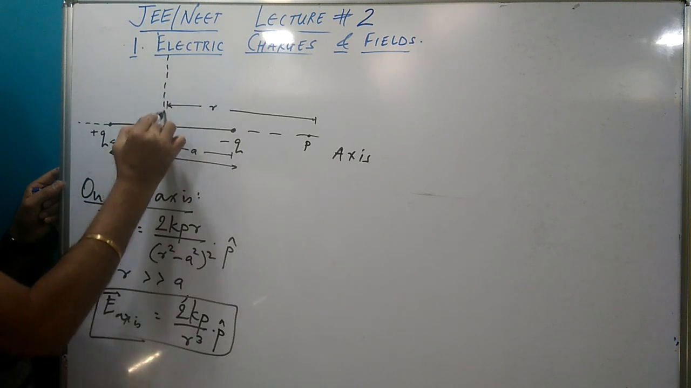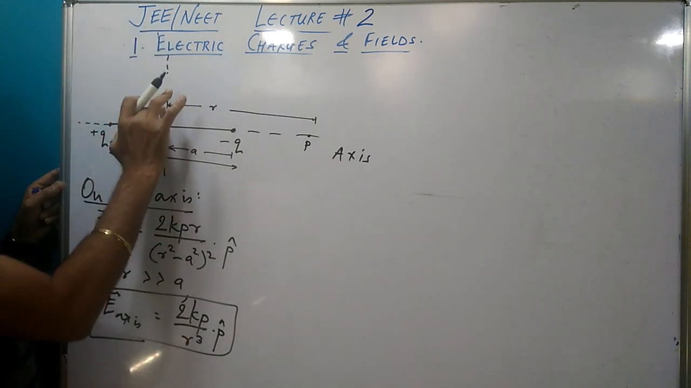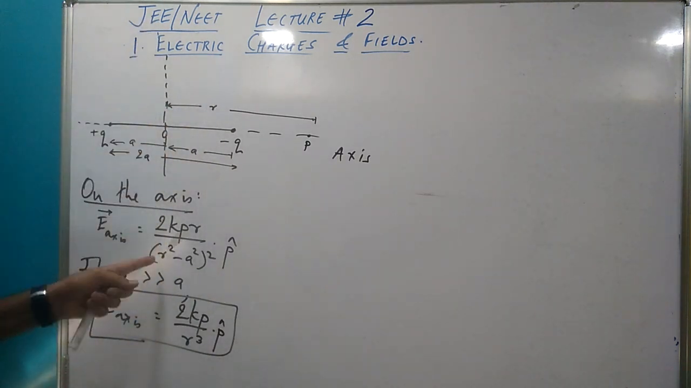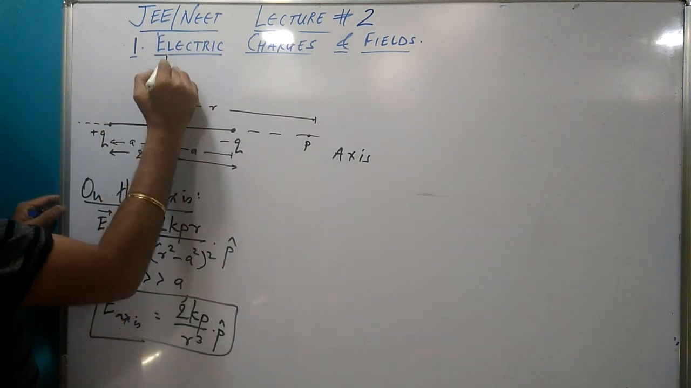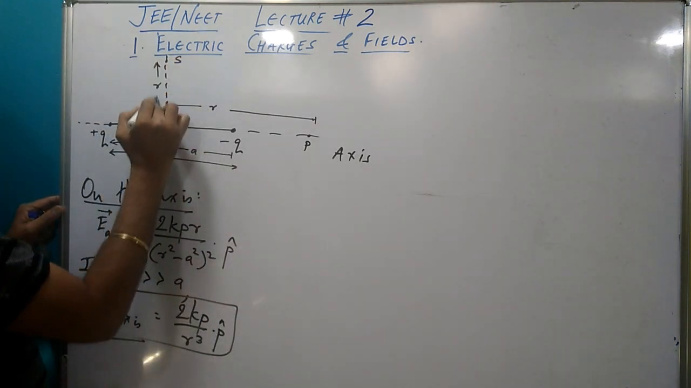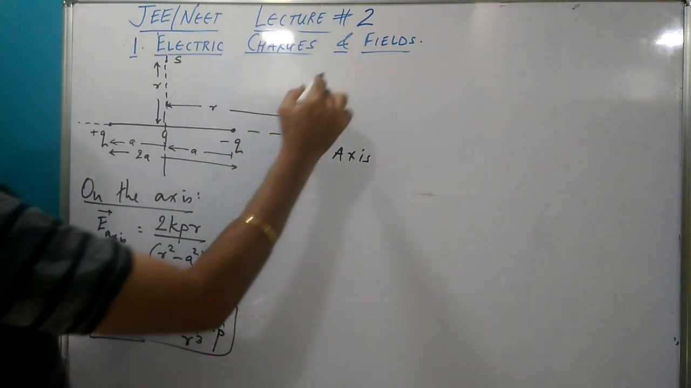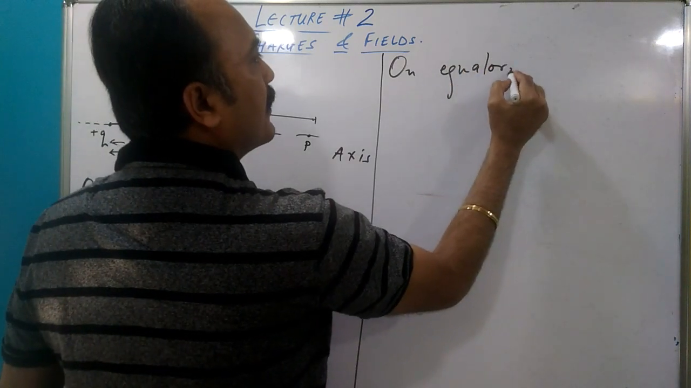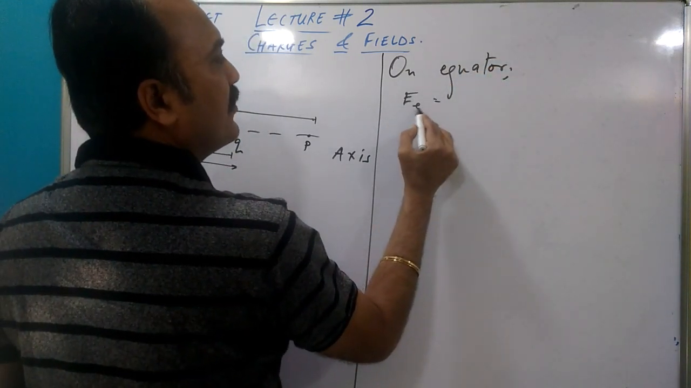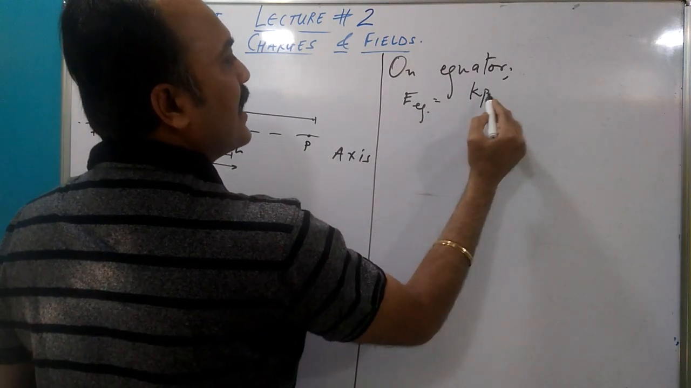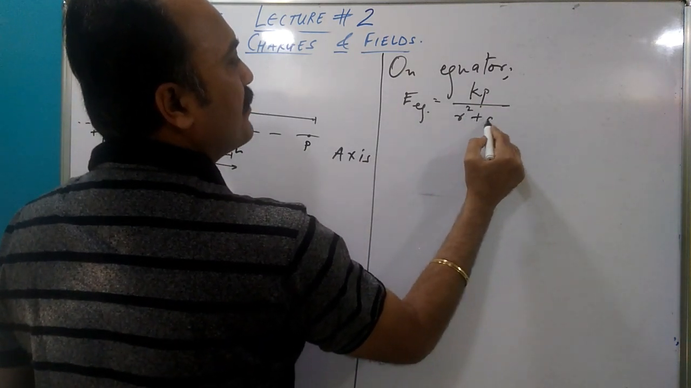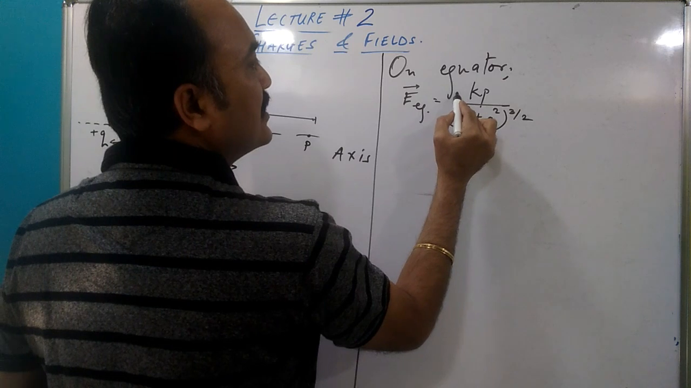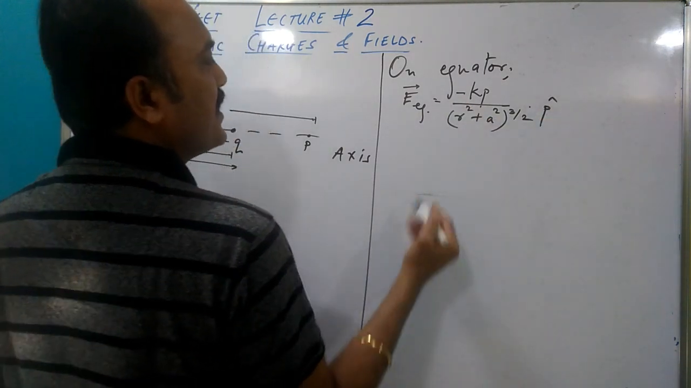Let us say this is the equator. A line which is perpendicular to the axis is called the equator. Let us have a point called S here, again at a distance r from center O. So on the equator, the electric field E on the equator is kp over (r square plus a square) the whole raised to 3 by 2. And if you want the vector form, this becomes minus here and this becomes p cap.